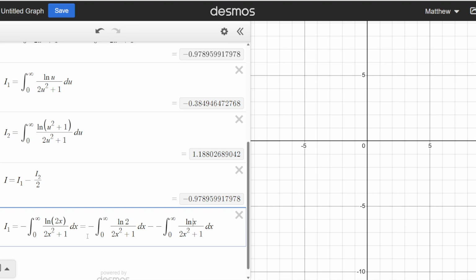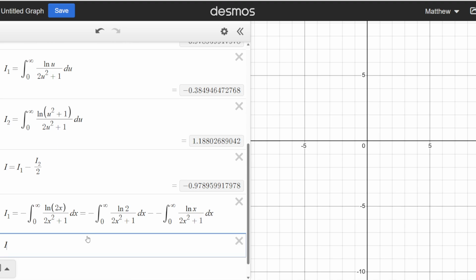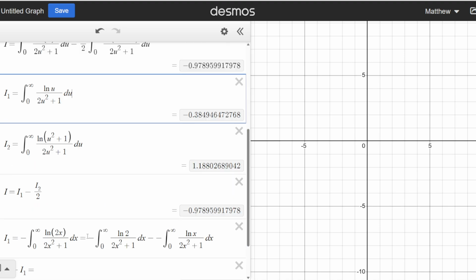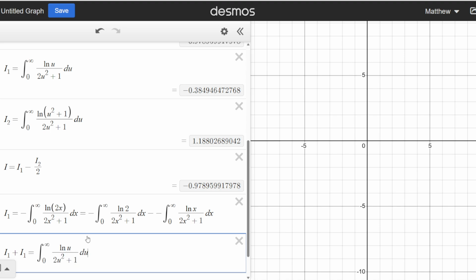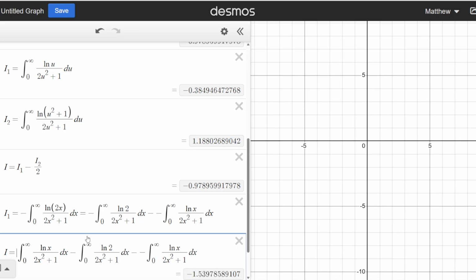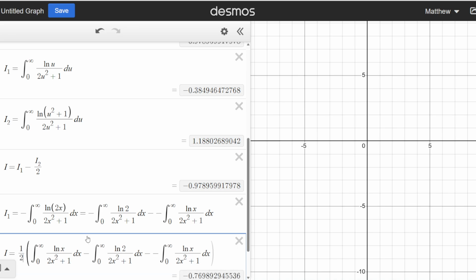So let's see. Now we have I1 plus I1 is equal to our first representation for I1 plus our second representation for I1. And of course, I want to bring this dummy variable back to x. All right, that means this is 2I1. So we're going to go ahead and put a 1/2 outside. Oh, I see. There we go. Okay.